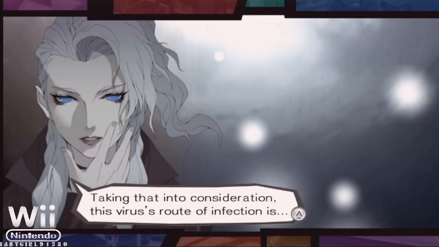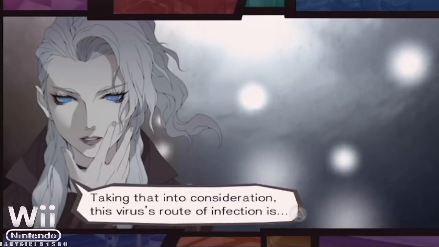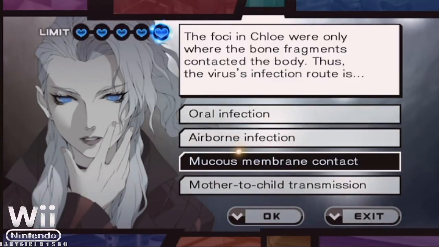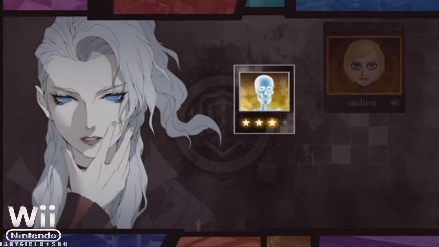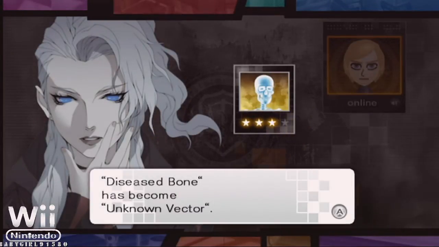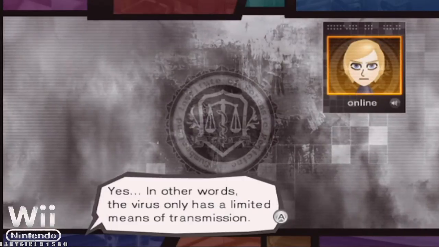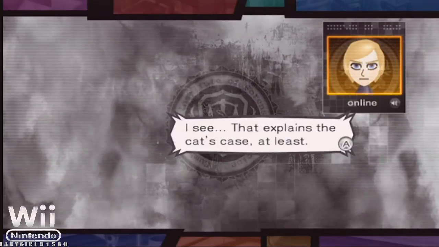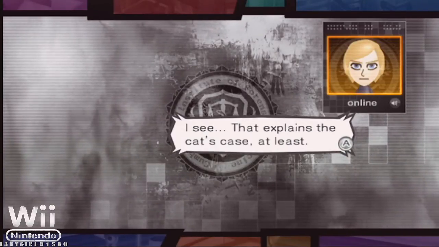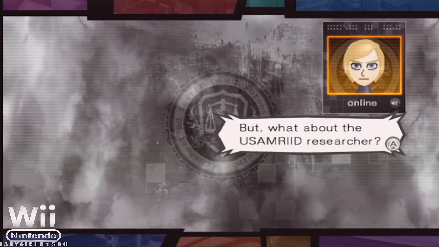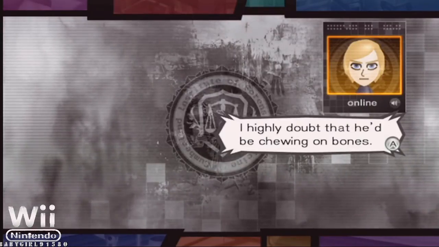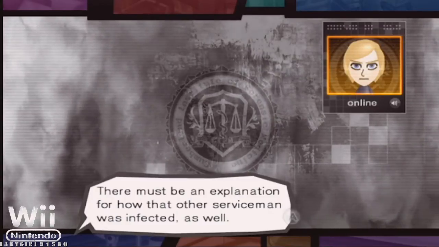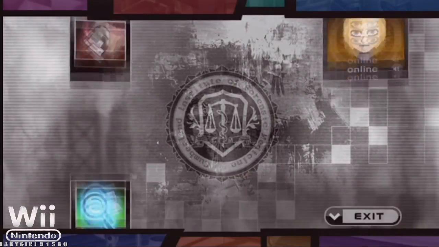Taking that into consideration, this virus's route of infection is... Yes. In other words, the virus only has a limited means of transmission. I see. That explains the cat's case, at least. But what about the Usamarad researcher? I highly doubt that he'd be chewing on bones. Good point. There must be an explanation for how that other serviceman was infected as well.